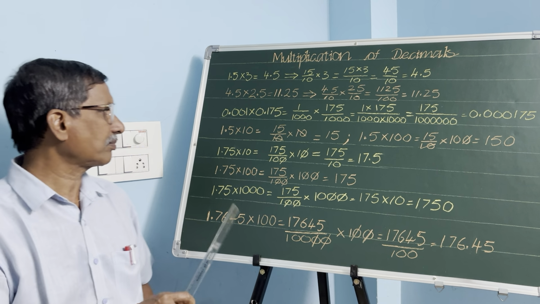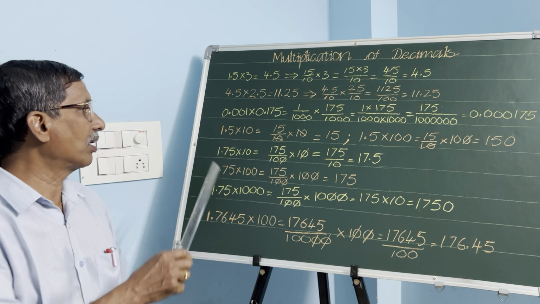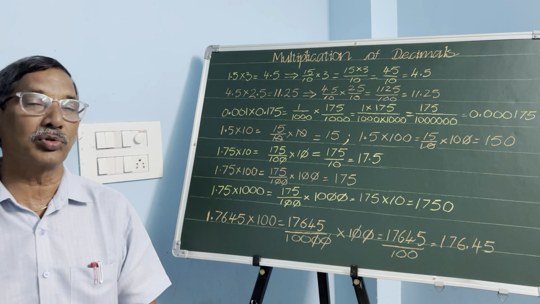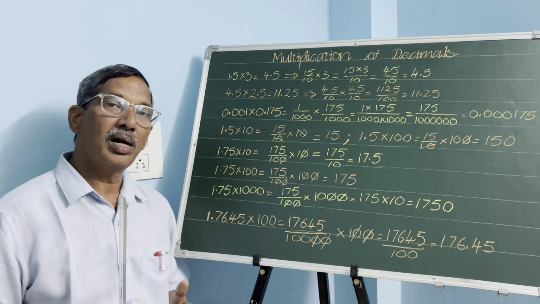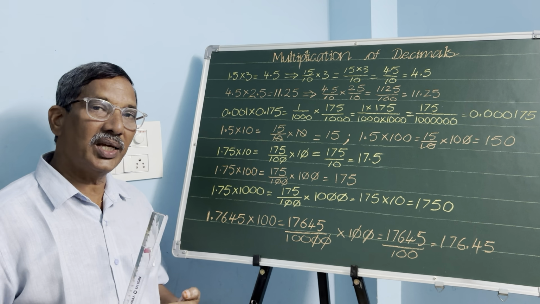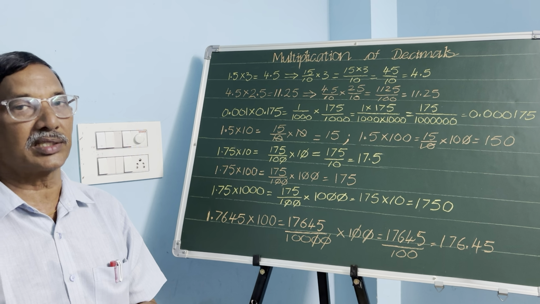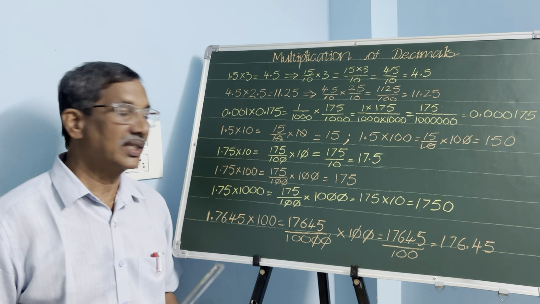See here, coming to the next example. When decimals are multiplied by 10, 100, 1000, etc. How we easily multiply decimals by tens, hundreds, thousands, etc. We will see in this example.